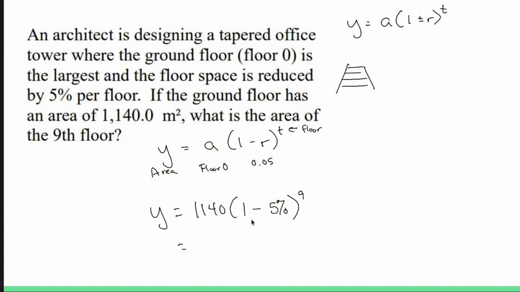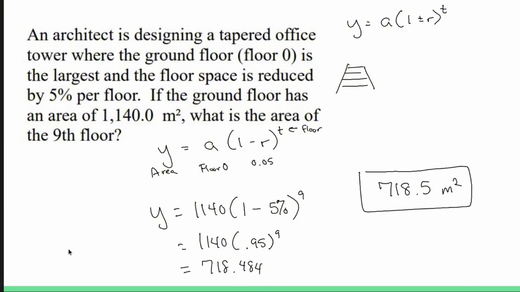Now if I want to do a little bit more, 5% is 0.05, right? So 1 minus 0.05 is going to be 0.95 to the 9th. This is where you're going to run to your calculator and do a little bit of math. So let me do that quick. And I ended up with 718.484, and so on. It looks like they're rounding to one decimal, so we'll do 718.5 meters squared. Strange problem, but we were able to use percentages to make it work anyway.